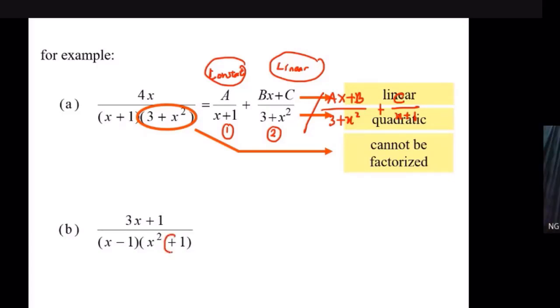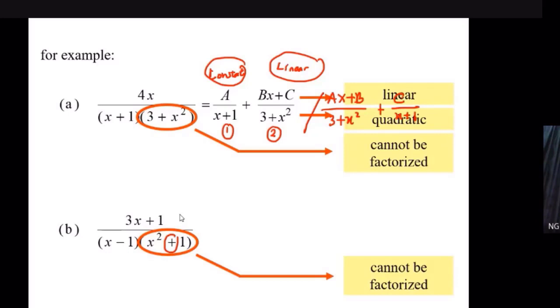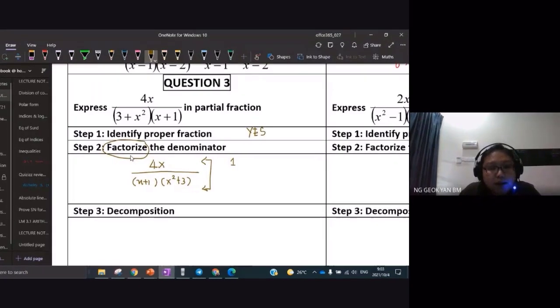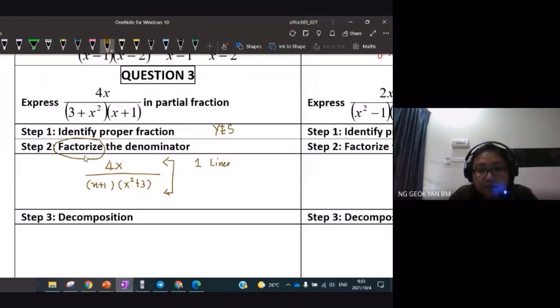Ini adalah tambah 1. Kalau dia tolak 1, dia sudah repeated linear. Be careful with it. Di sini tambah 1. So dia ada 2 faktor. 1 linear, 1 quadratic cannot be factorized. So pecahan separa anda pun ada 2. Linear A over linear. And then BX plus C over quadratic cannot be factorized. So you write it as 1 linear. And how many quadratic cannot be factorized?